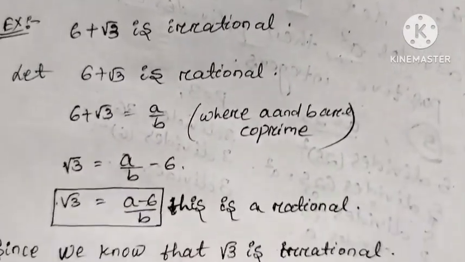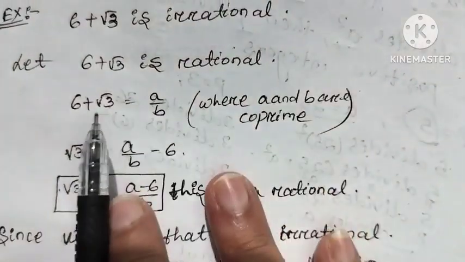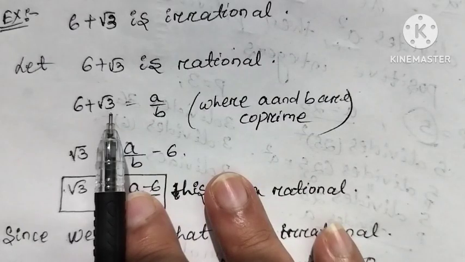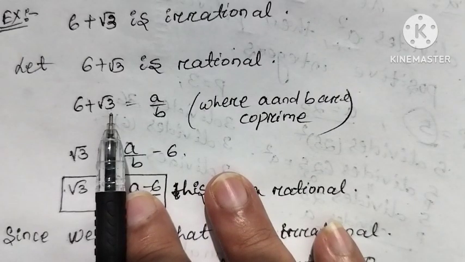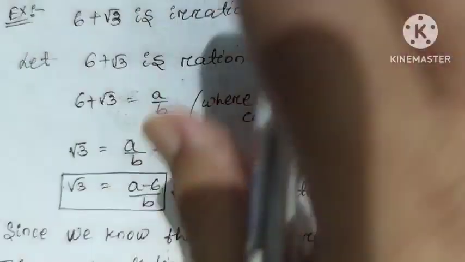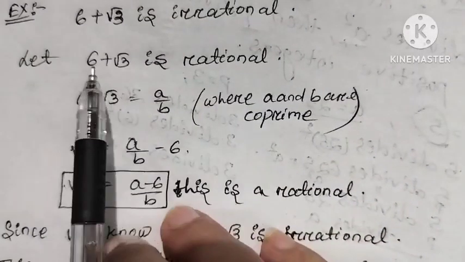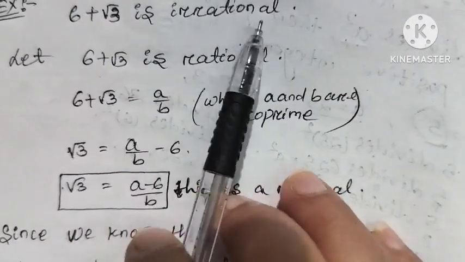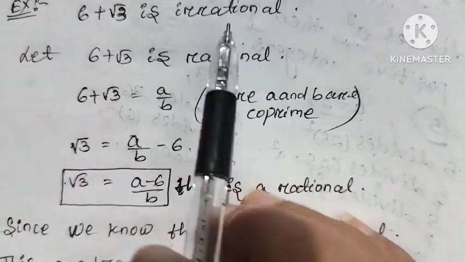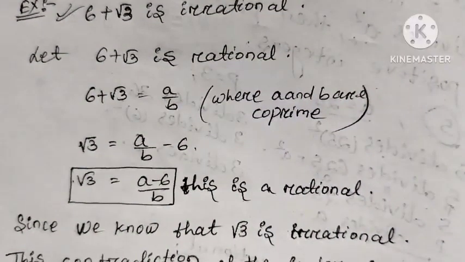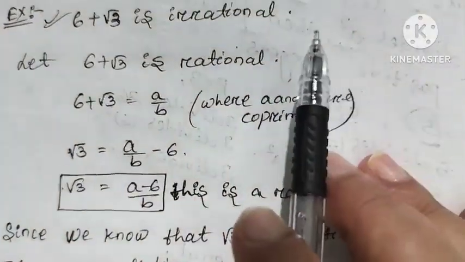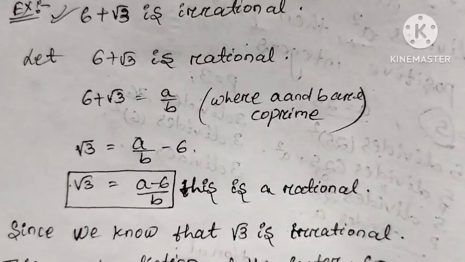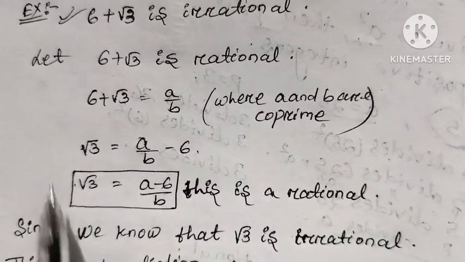Then another example, same thing. Root 3 is an irrational number. Root 5 is an irrational number. Same procedure, solve it the same way. Another example: 6 plus root 3 is irrational. This is very simple, you can prove it. Root 2 is irrational, that's why this is another one of the simple questions.